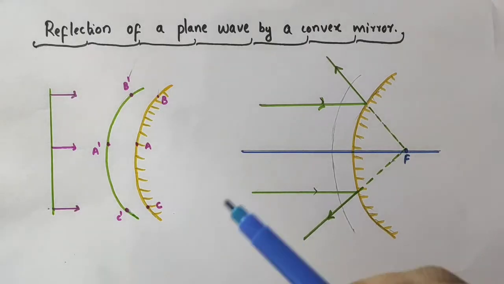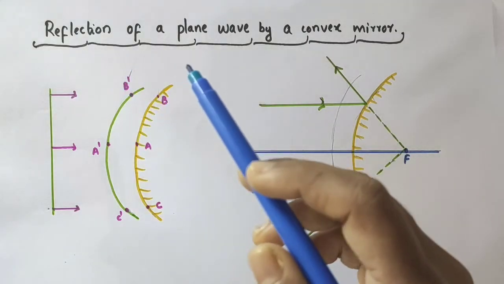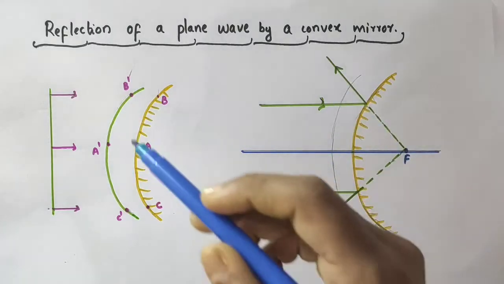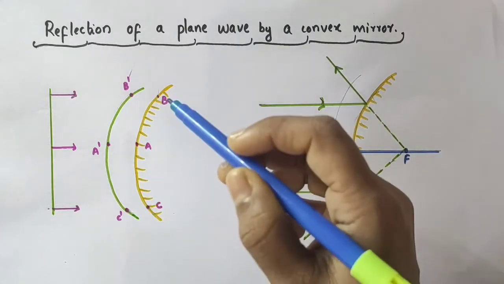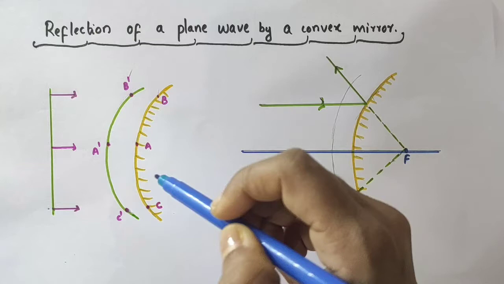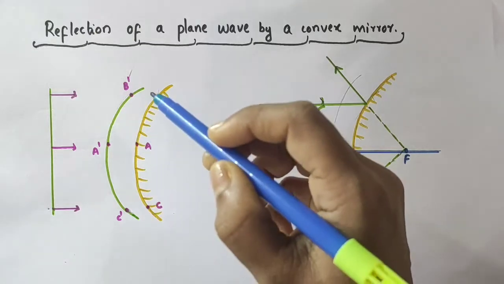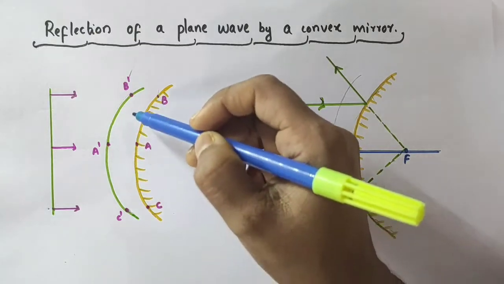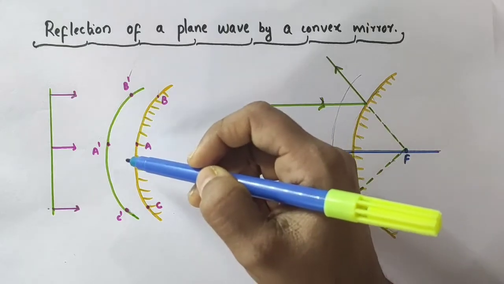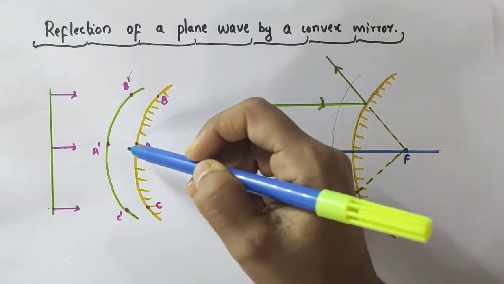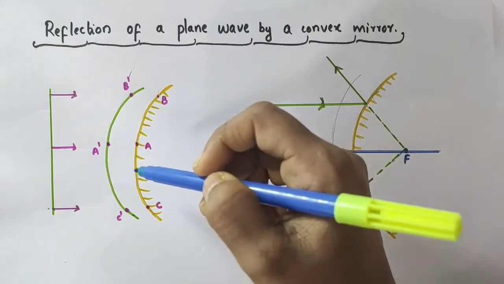So let us first discuss the reflection of a plane wave by a convex mirror. Here you can see a convex mirror. Its one part is shaded, that means it is a mirror. This one is the reflecting surface of the mirror, and the reflecting surface of this mirror is bulged outwards. That is why it is called a convex mirror.